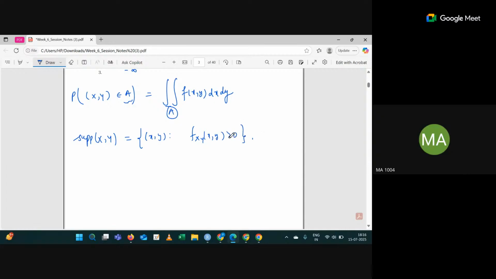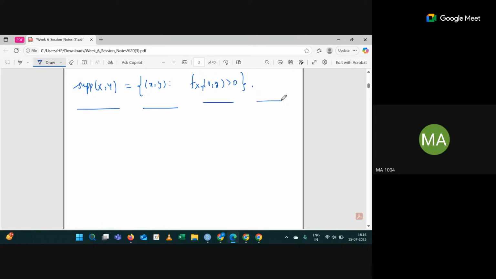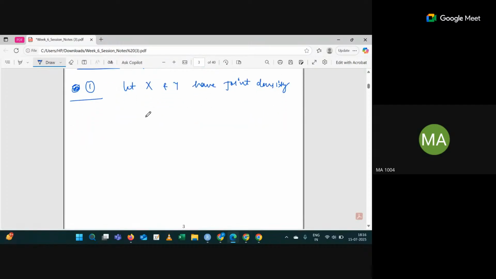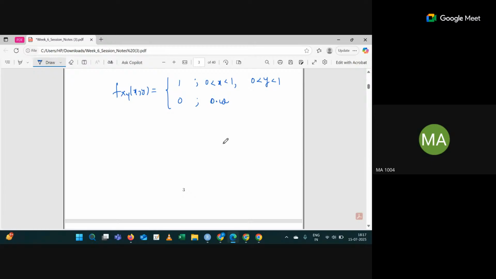Okay, let me start with an example. Maybe that will give you a clearer idea. So the very first example: suppose I say let x and y have a joint density function. I will take a very simple example. Let's say the joint density f of x comma y is 1, the support of x is 0 to 1, and the support of y is 0 to 1, and it takes the value 0 otherwise. Okay. So far so good.